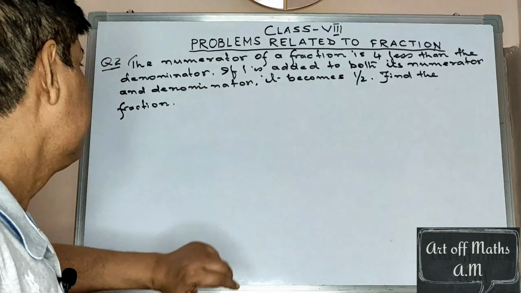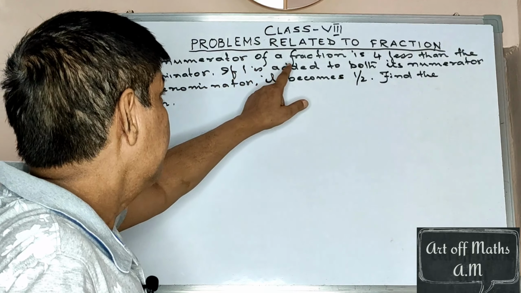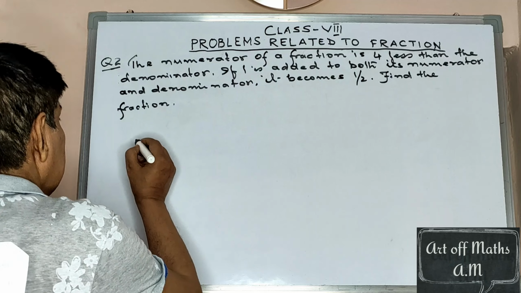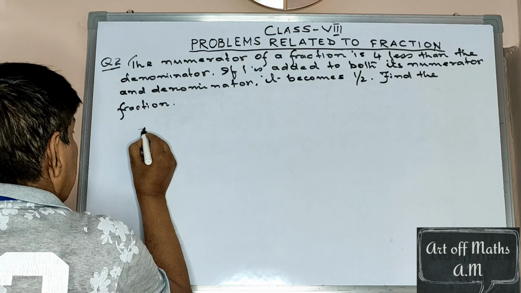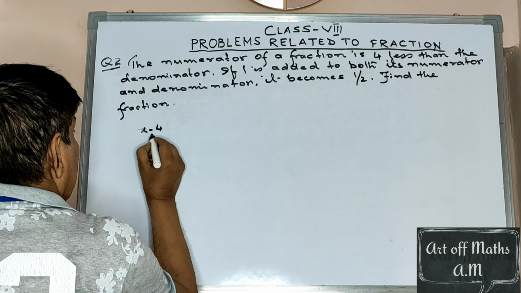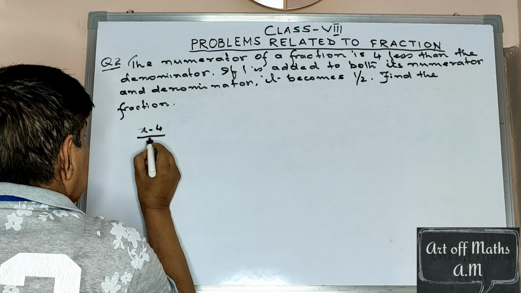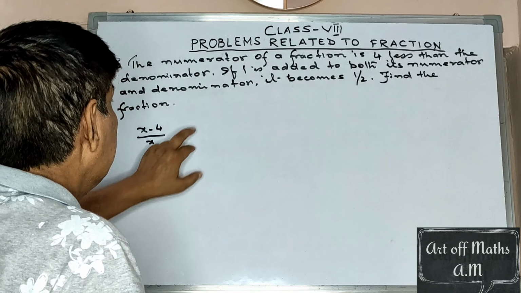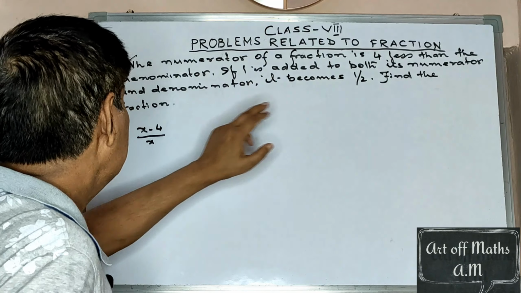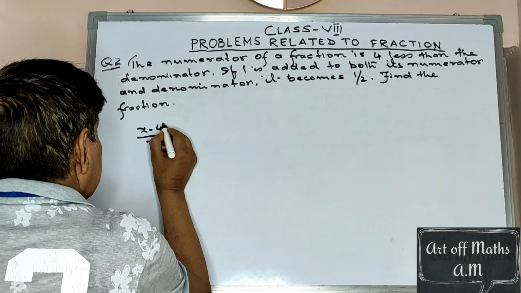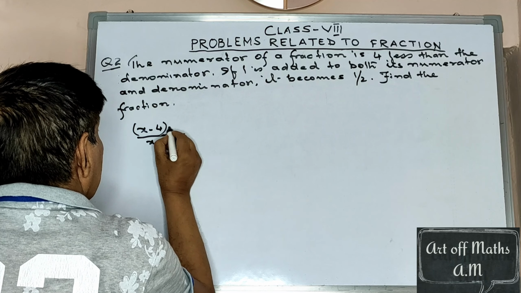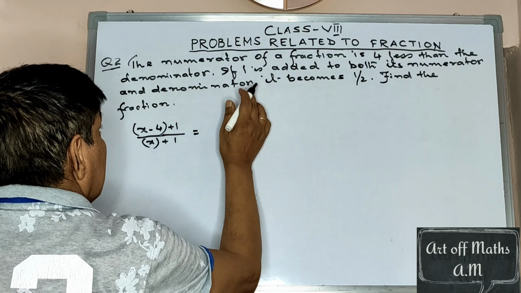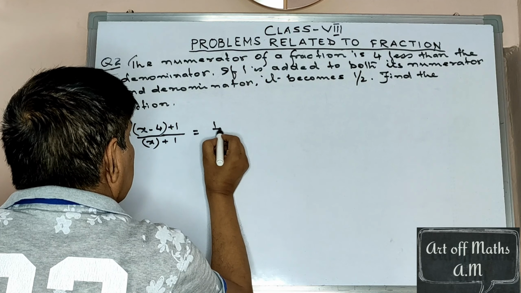This is the second question. The numerator of a fraction is 4 less than the denominator. Numerator x minus 4, which is 4 less than the denominator. Now, if 1 is added to both numerator and denominator, that means plus 1, plus 1, it becomes half.